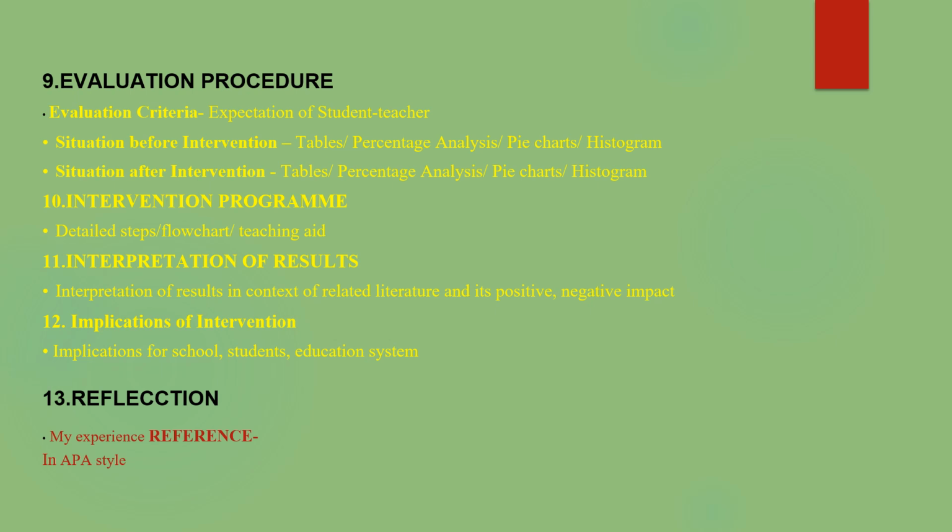Then the evaluation procedure. When you are evaluating, you have to prepare a pie chart or table or diagram on the basis of the percentage you have calculated: situation before intervention, situation after intervention. Then interpretation of results, where you write both ways, the positive impact and negative impact of the study, then the implications of the intervention. In this way, you have to conclude your action research with reflection.